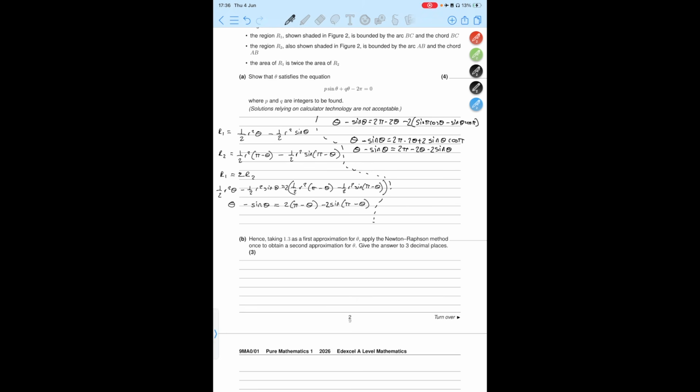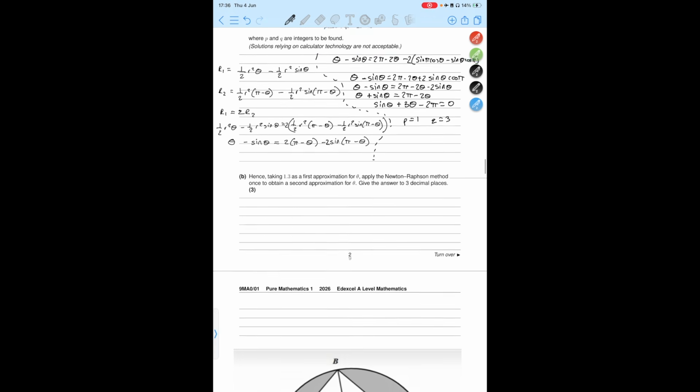Because now I'm going to shift everything to the left-hand side. So this is going to give me theta minus sine theta plus 2 sine theta equals 2 theta. So now I'm going to get 3, okay, sine theta plus 3 theta minus 2 pi equals 0. So we can see here P is 1, Q is equal to 3. Sorry about the spacing and sorry about the silly mistake, but that is how you show that equation.